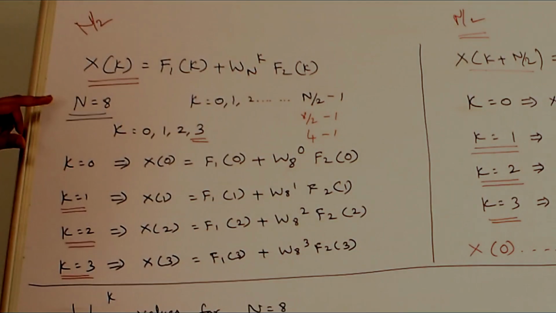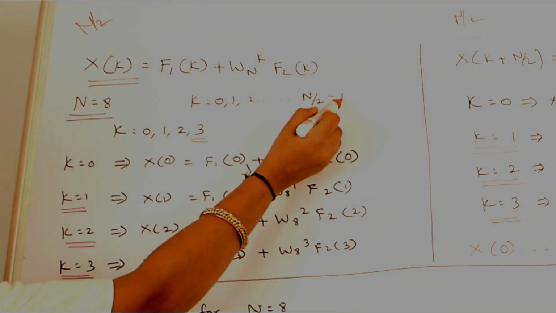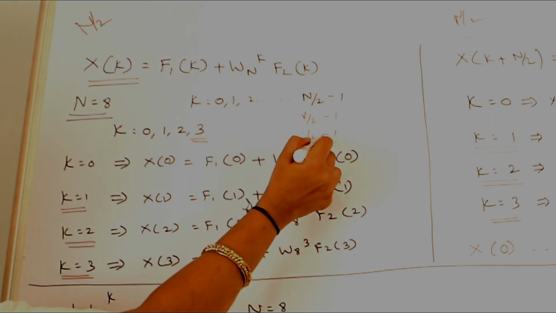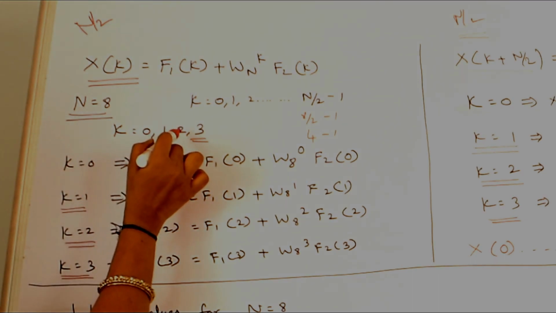Now you just consider n is equal to 8 and your k varies from 0 to n by 2 minus 1. Here n is 8. So 8 by 2 gives you 4. 4 minus 1 is 3. So k value is 0, 1, 2, 3.